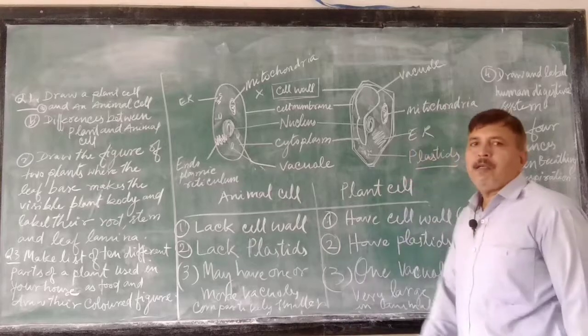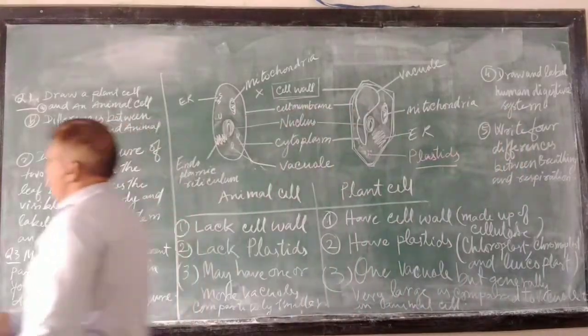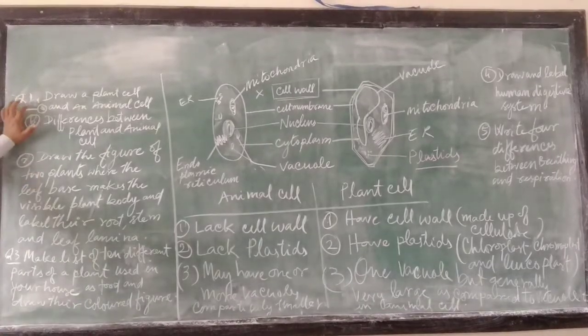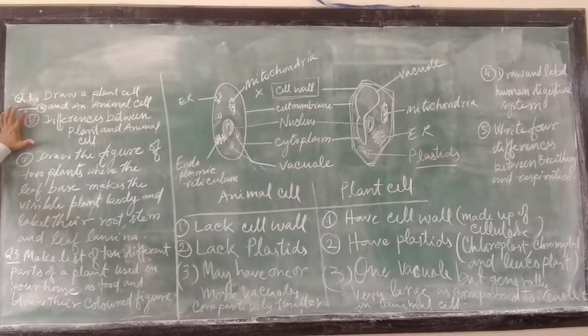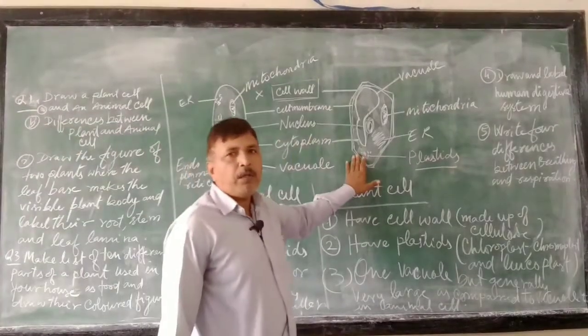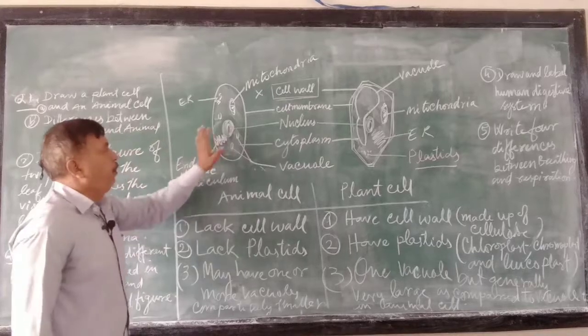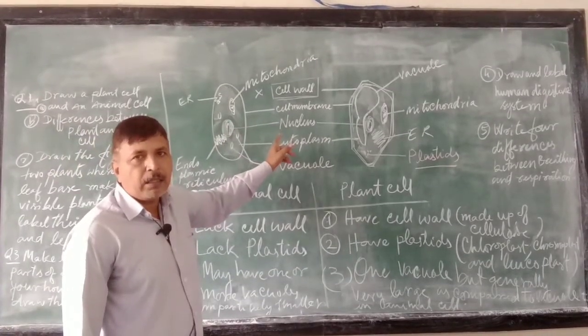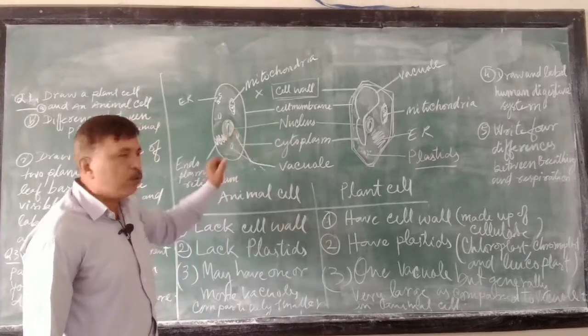Do you follow? So, your first question is over now. The first question that you have to do is draw a plant cell and an animal cell. So, you have drawn an animal cell and plant cell, right. You have labeled the parts, not only this much, you have to label some more parts. I am just giving you the idea how to do it.